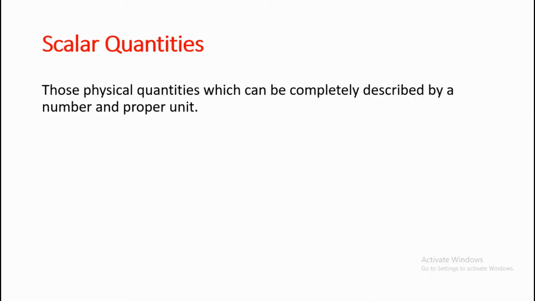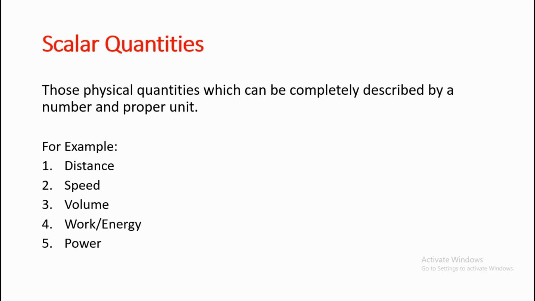Scalar quantities. Those physical quantities which can be completely described by a number and a proper unit are called scalars. For example, distance, speed, volume, work, energy, and power. These quantities are also called non-directional quantities. That is, to represent distance, for example, there is no need to mention direction. Similarly, for speed, we only say the magnitude and the unit. For example, we say a car is moving with 20 meters per second.